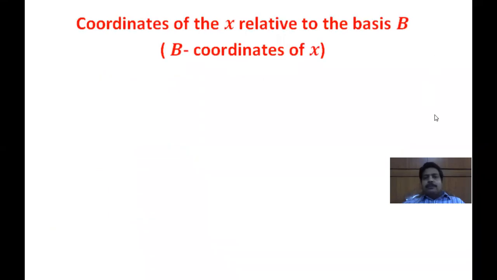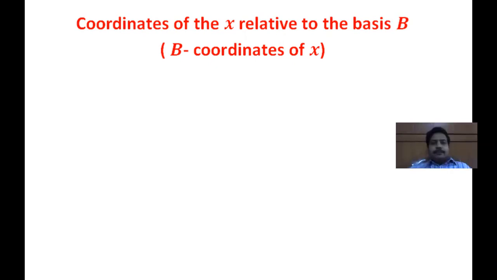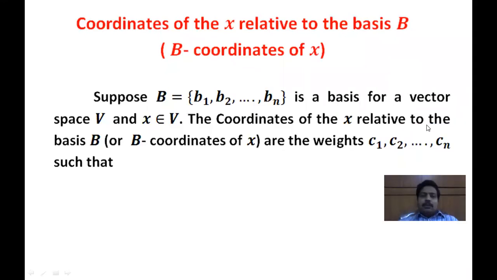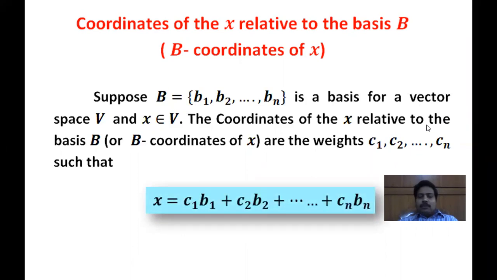First, let us see what are the coordinates of a vector x relative to the basis B, which are called the B coordinates of x. Suppose B is equal to the set {b1, b2, and so on bn}, a basis for a vector space V, and x is an element of that vector space V. The coordinates of x relative to the basis B are the weights c1, c2, and so on cn, such that x is equal to c1 b1 plus c2 b2 plus and so on cn bn.